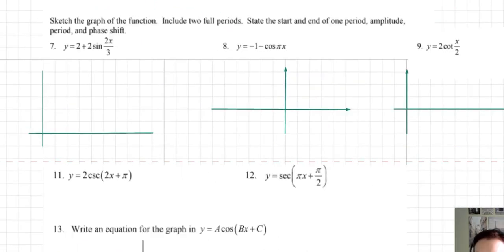For the first function, we can see that the midline is going to be at 2. So I'm going to say this is x, this is y. Let's say this is the midline, this is 2. And then the amplitude is going to be also 2. So it's going to go up to 4 and down to 0. So our graph is going to alternate between 0 and 4. For the 2 full periods, the sine graph is going to start at the midline, and then it's going to go up, down, and then up, down.